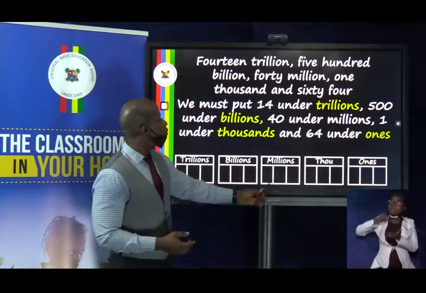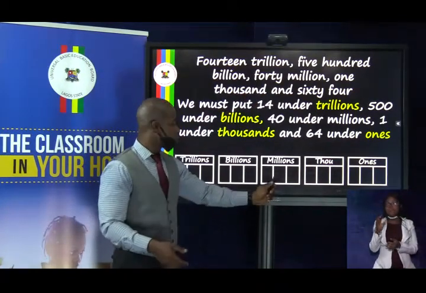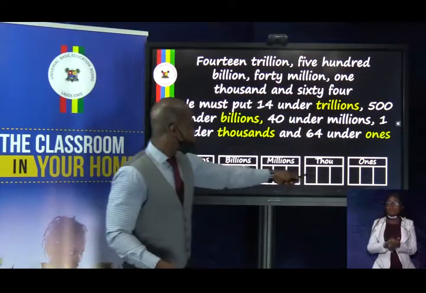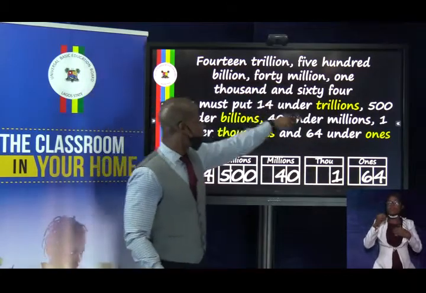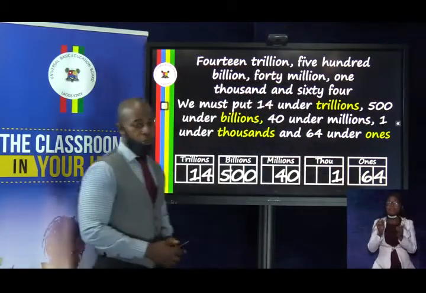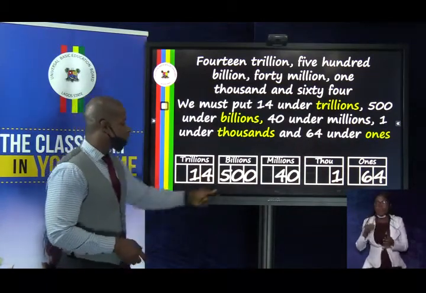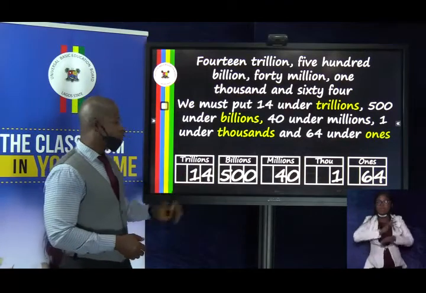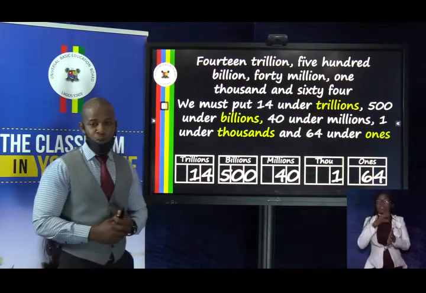Then you come under millions. How many million? 40 million. So you use 2 spaces to the right. That's 40. Under thousand, how many thousand? Just 1,000. So you put 1 to the right, and then under ones you have 64. So you fill the last 2 spaces to the right. But is that the end? Of course, that's not the end, my friend. You see all these spaces? I have to fill them with zeros so that all the digits can be appropriately placed where they are supposed to be.